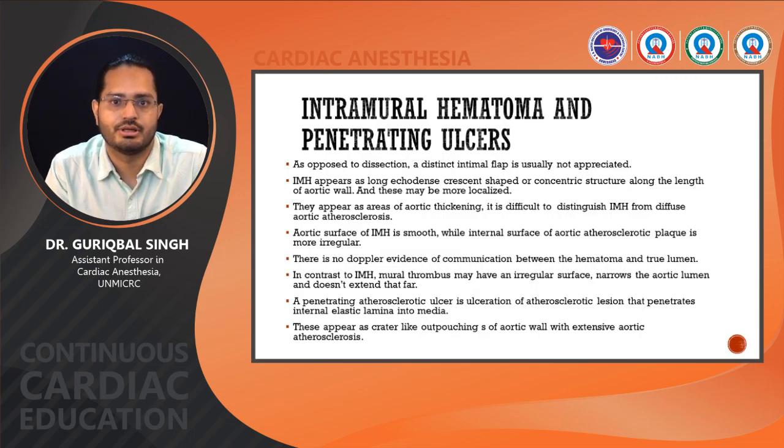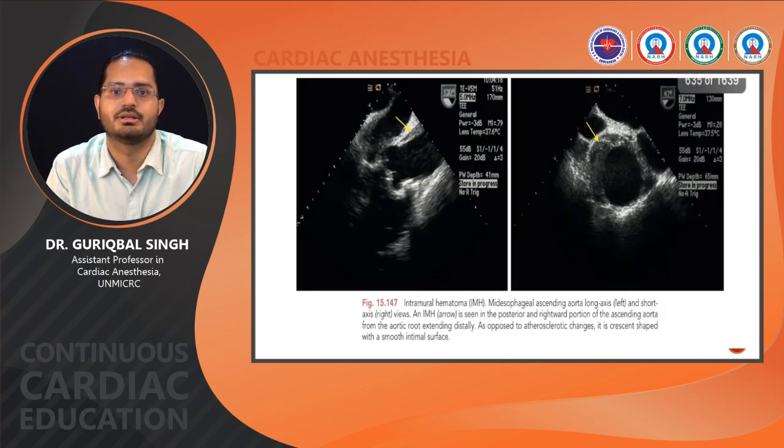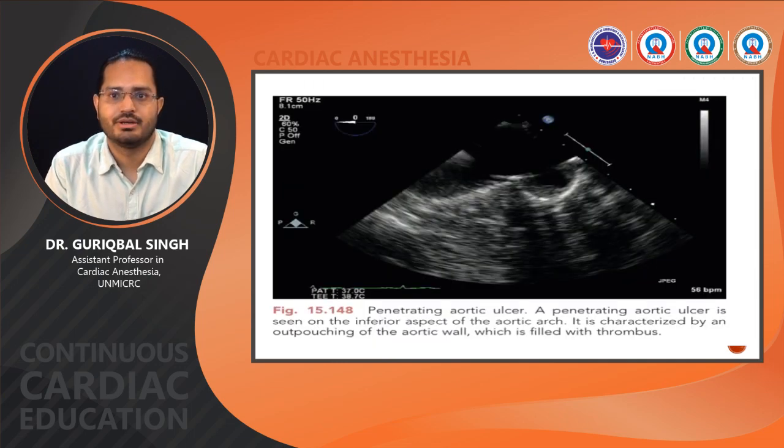Then there are intramural hematoma and penetrating ulcer, as we can see in this figure in midesophageal ascending aortic long axis view and short axis. An intramural hematoma is seen in the posterior and the rightward portion of the ascending aorta from the aortic root extending distally, and as opposed to atherosclerotic changes, it is crescent shape. This is a penetrating aortic ulcer in the inferior aspect of aortic arch. It is characterized by outpouching of the aortic wall.